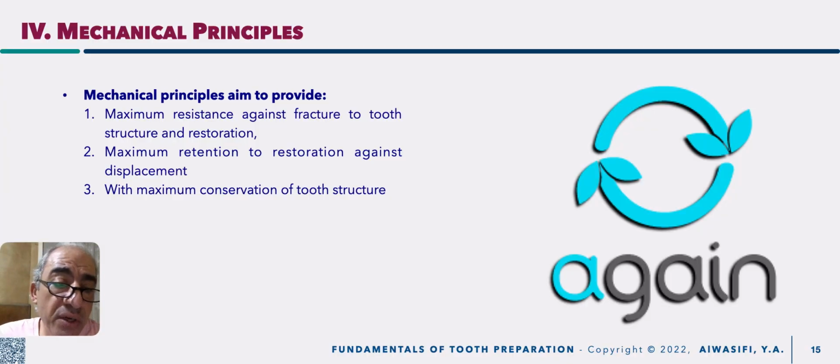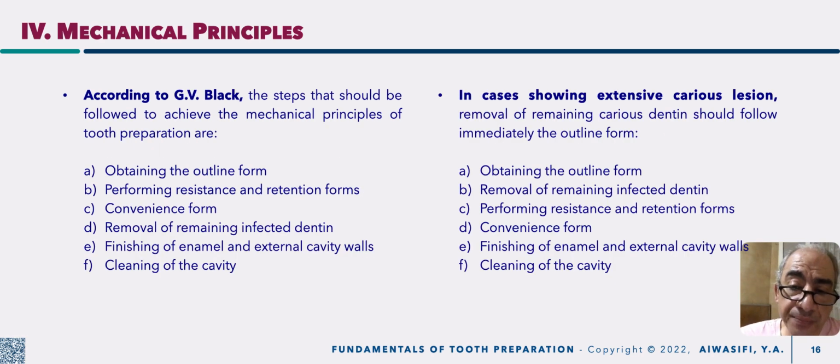Again, I would like to remind you that the mechanical principles aim to provide maximum resistance against fracture to the remaining healthy tooth structure and the restoration, maximum retention of the restoration against displacement, with maximum conservation of tooth structure, and you could replace this statement with: with minimal cutting of tooth structure. According to G.V. Black, the mechanical steps are obtaining the outline form, performing resistance and retention, convenience form, removal of remaining infected dentine, finishing of enamel wall and external cavity walls, and finally, number 6, cleaning of the cavity wall.